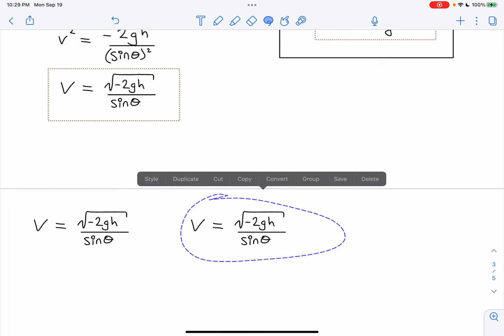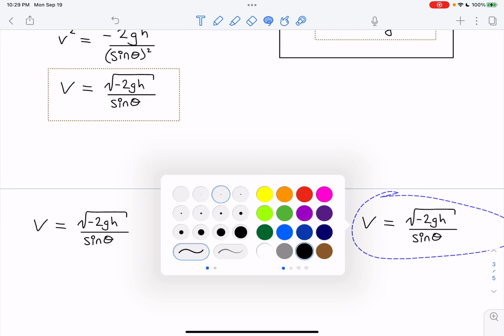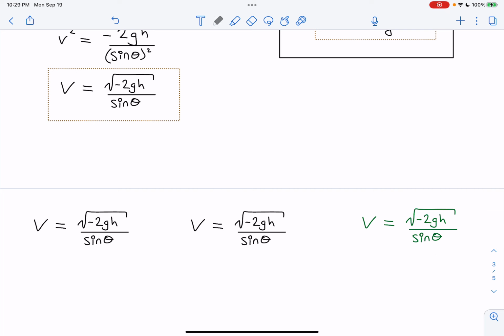This will be 2. And this will be 3. And we're going to color code our cases for each of these angles.